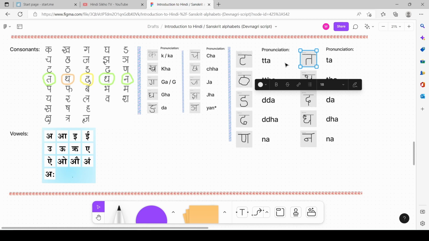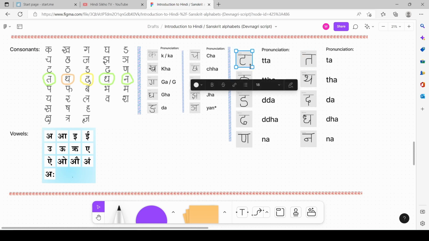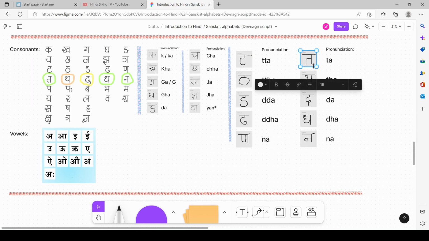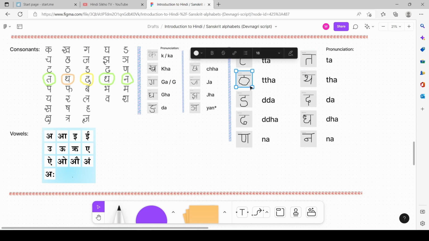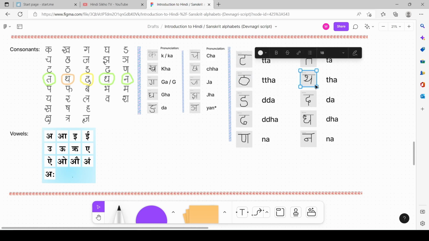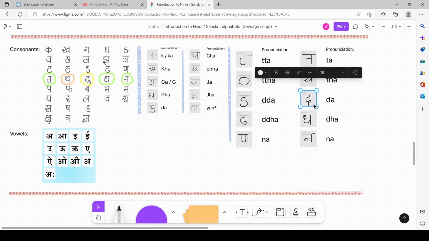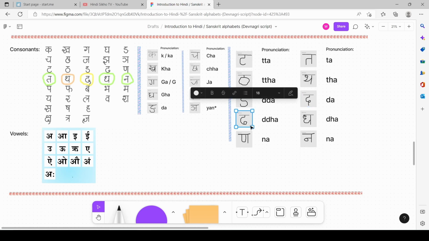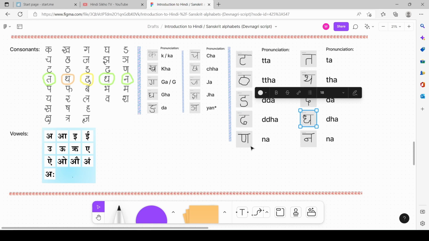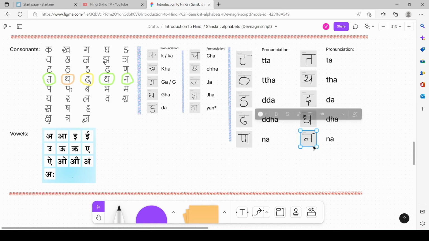Notice the difference. Ta, Ta. Notice the difference. Ta, Ta. Tha, Tha. Da, Da. Dha, Dha. Na, na.